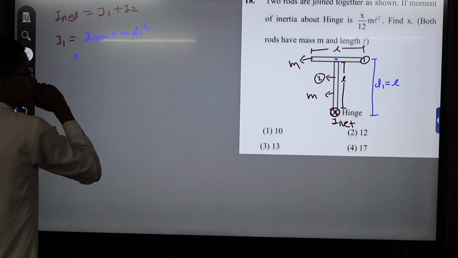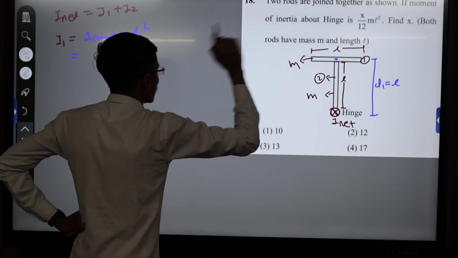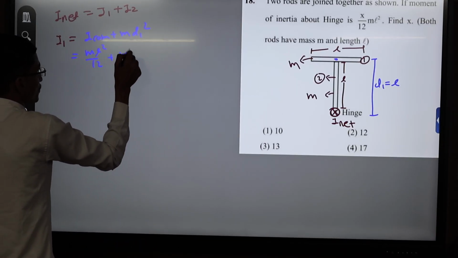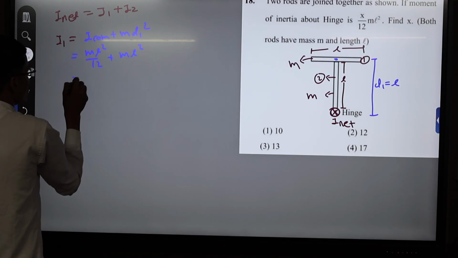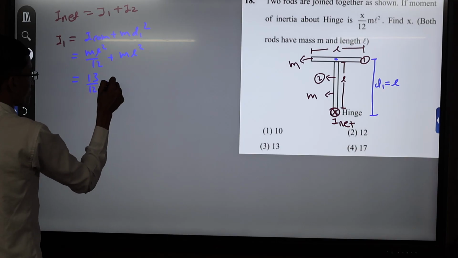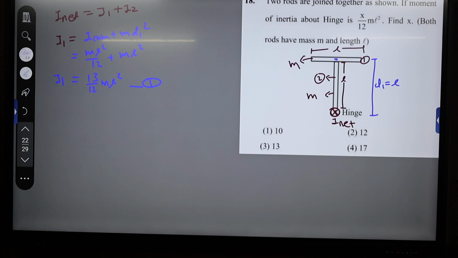So ICOM will become the moment of inertia of the rod about this point, which is ML square by 12, plus M D1 square, which is M L square. So simplify: 12 plus 1, 13 by 12 ML square. Okay, this is the moment of inertia I1.